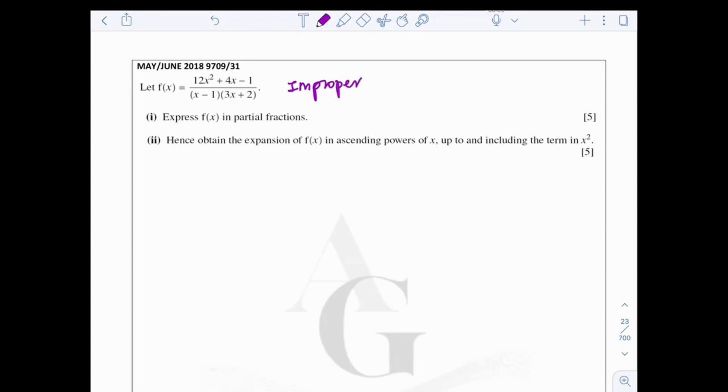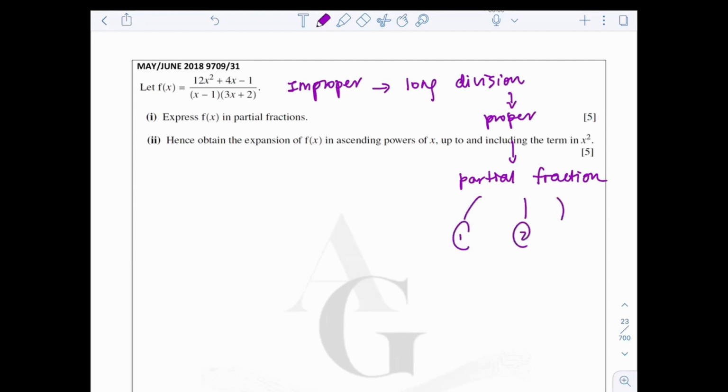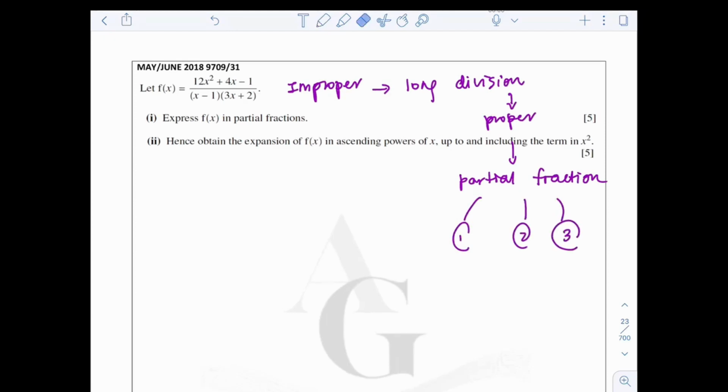So when it's an improper fraction, what should we do to make it proper? We have to do long division to make it proper. Then only can we continue with the partial fraction. When we continue with the partial fraction, then only can we figure out whether it's type 1, type 2, or type 3. So type 4 is the special one that you need to take note of. And how are we supposed to do long division?